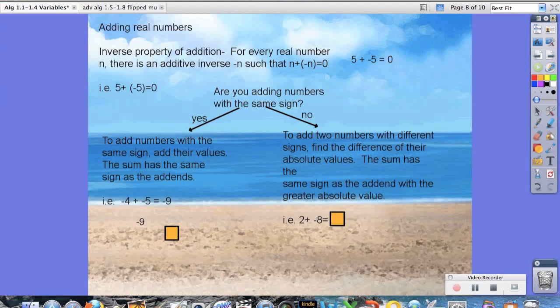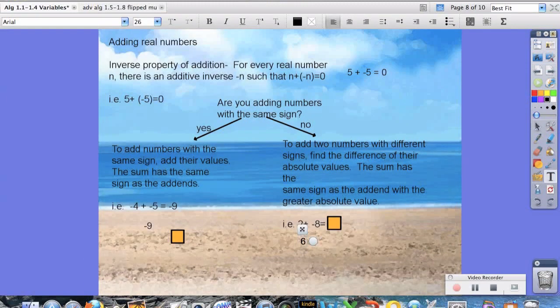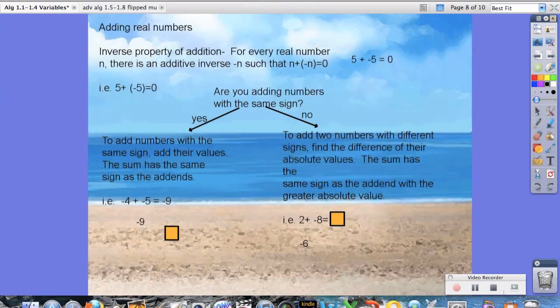If you're not adding numbers with the same sign, so no, it says to add two numbers with different signs, then we find the difference of their absolute values. The sum has the same sign as the addend with a greater absolute value. In English, notice we have 2 plus negative 8. Because the signs are different, we're going to subtract those two numbers. 8 minus 2 is 6. But what you'll realize is that the 8 has a greater value and the 8 is negative. So your answer will be negative 6.